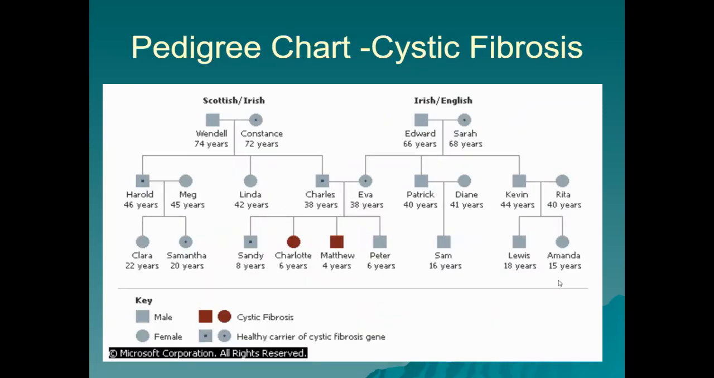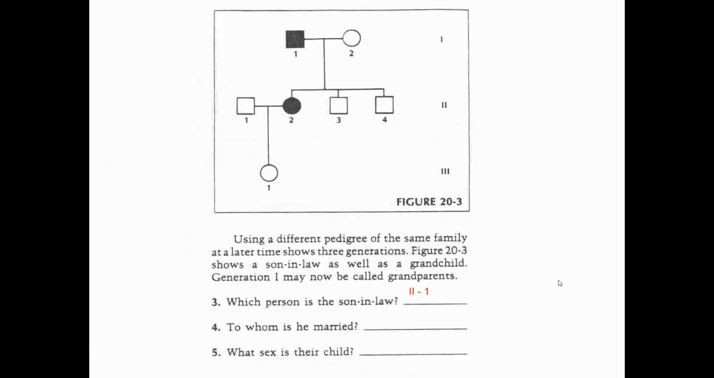And here's a royal hemophilia pedigree. And this is a pedigree chart representing cystic fibrosis. Using a different pedigree of the same family at a later time shows 3 generations. Figure 20.20-3 shows a son-in-law as well as a grandchild. Generation 1 may now be called grandparents.